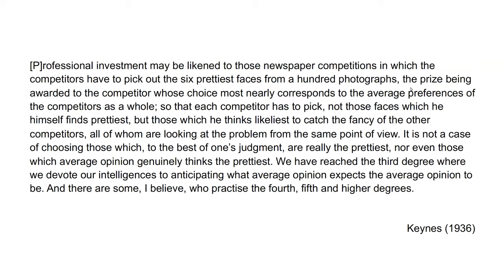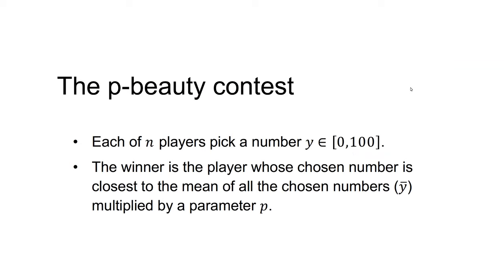This thought experiment has since been developed into a game, the P Beauty Contest. In the P Beauty Contest, each of N players picks a number Y between 0 and 100. The winner is the player whose chosen number is closest to the mean of all the chosen numbers, that is Y bar, multiplied by a parameter P. That is, the winner is the player with their chosen number closest to P Y bar.